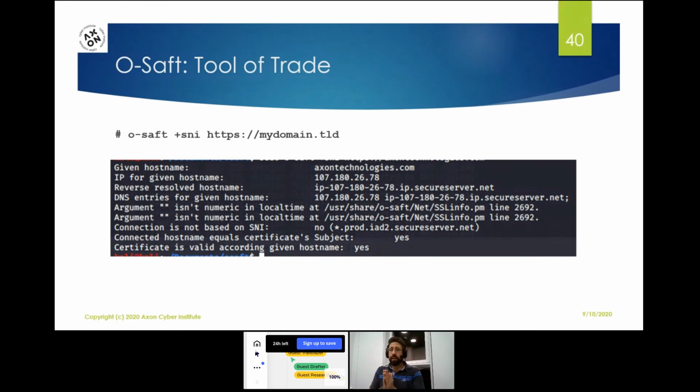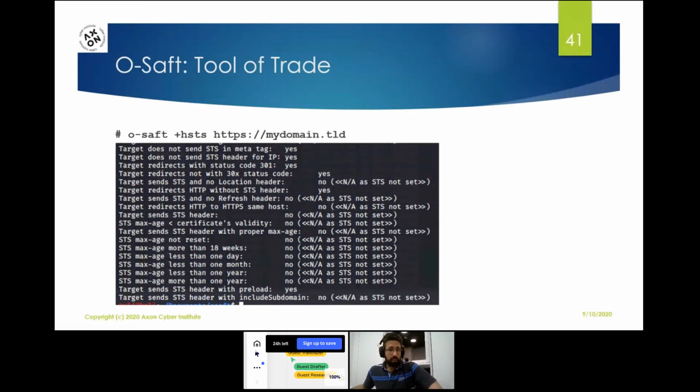Another way is to check if your target domain supports SNI, the server name indication. We mentioned that SNI is an extension of TLS, and it enables multiple HTTPS websites having different certificates to run on the same server on the same 443 port. So here I'm running it against Axon Technologies, and if I check the connection, it says not based on SNI: No, which means the connection is based on SNI. That means my domain is hosted with others' HTTPS domains on the same system.